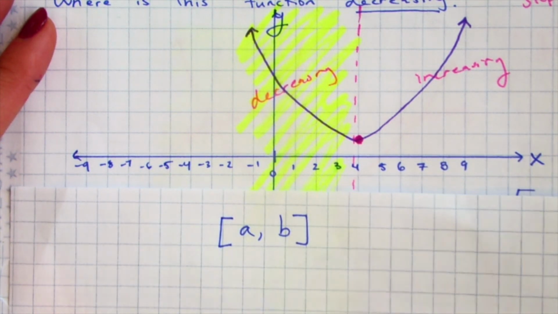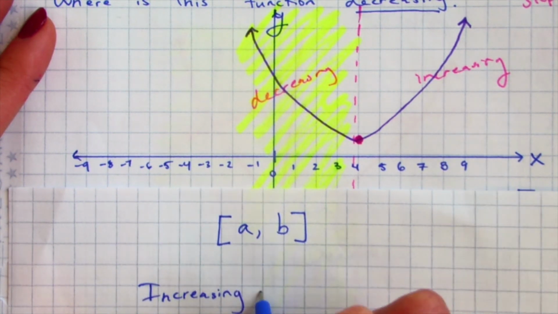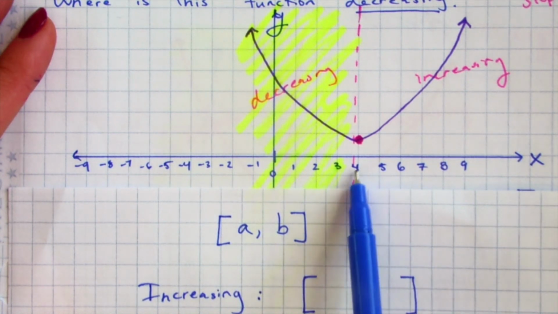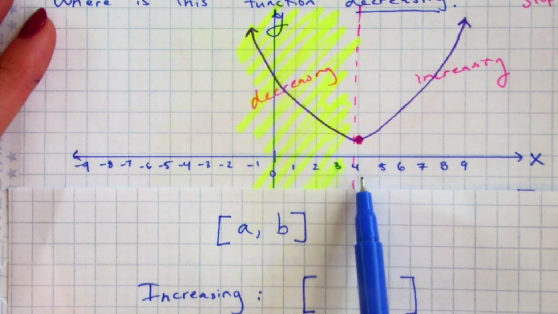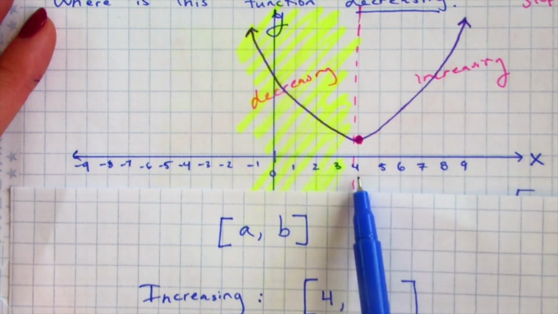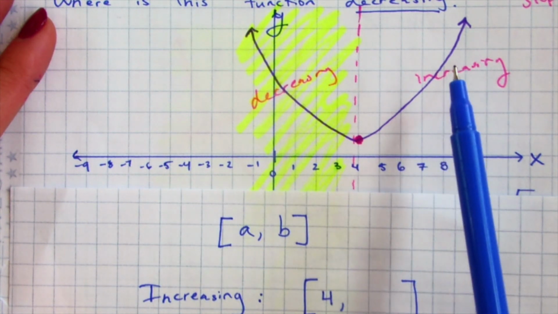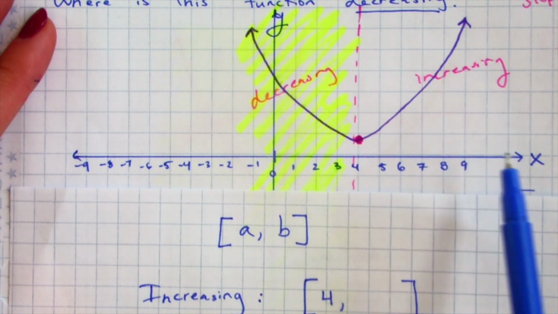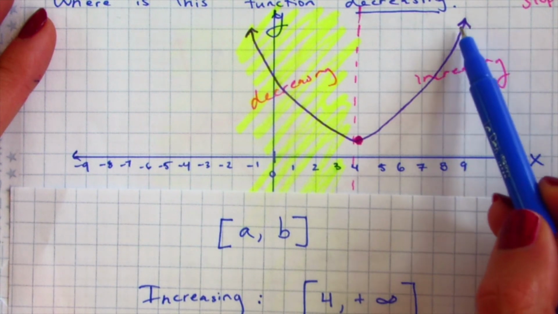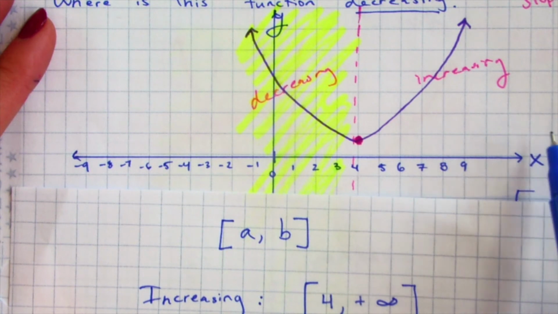So for my increasing interval, it looks like my function starts increasing at the x value of 4. And then looking along the x-axis, it looks like the function is going to continue to increase all the way up to positive infinity. And I can tell that because of this arrow here telling me that this function is going to go forever and ever to the right on the x-axis.